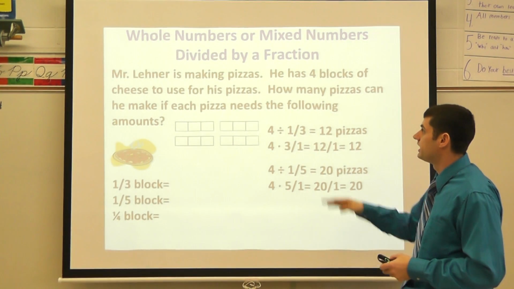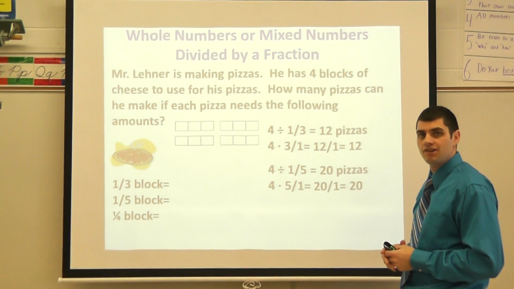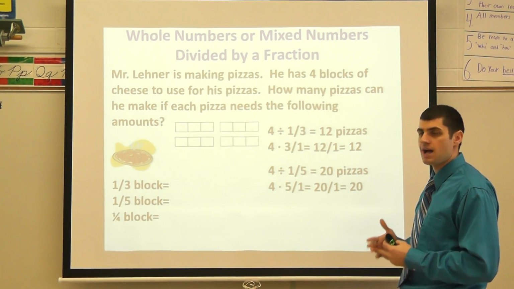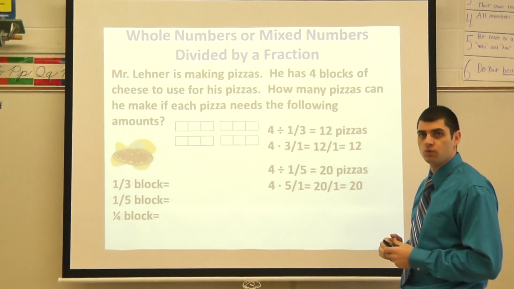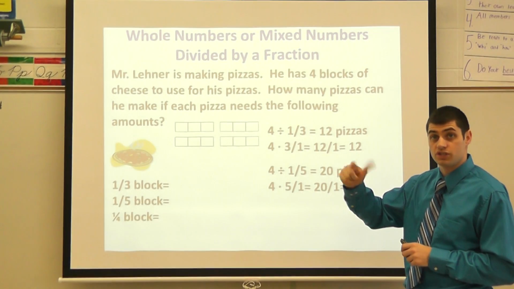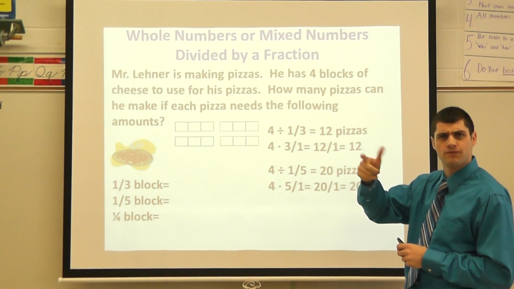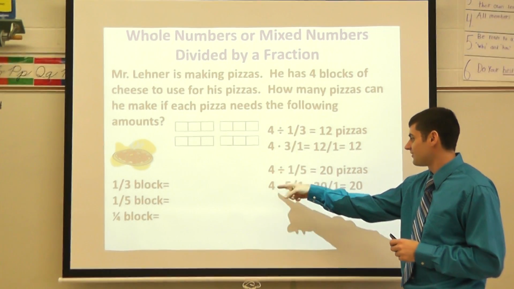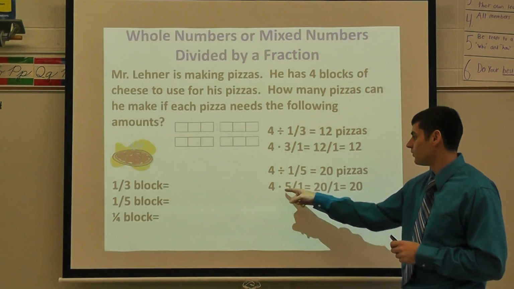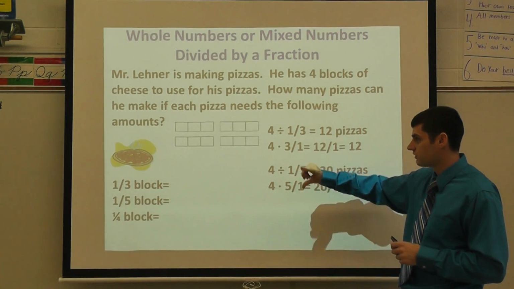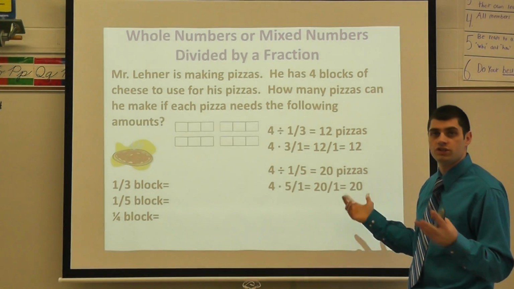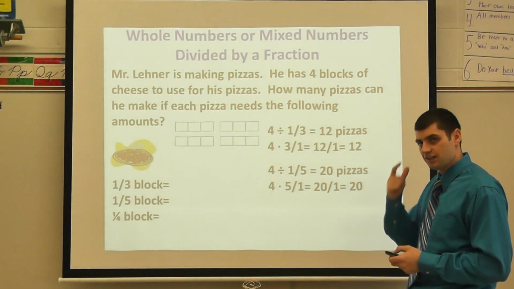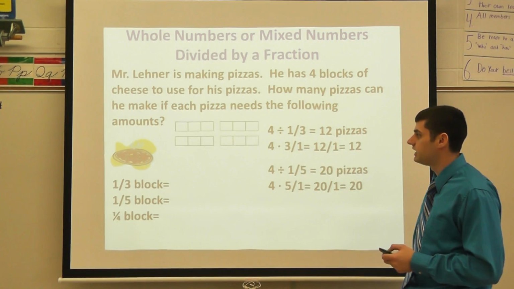All right, let's try 1/5. I'm going to do the same thing. I still have 4 blocks of cheese, and I'm going to use 1/5 of each block to make a pizza. So 4 divided by 1/5 is going to equal 20 pizzas. Let's try the recip and flip again. Kind of like doing that, it's pretty fun. You do 4, bring down this, make it times. 4 times 5/1, which is the reciprocal of 1/5, which is going to equal 20/1, which is going to equal 20 pizzas.